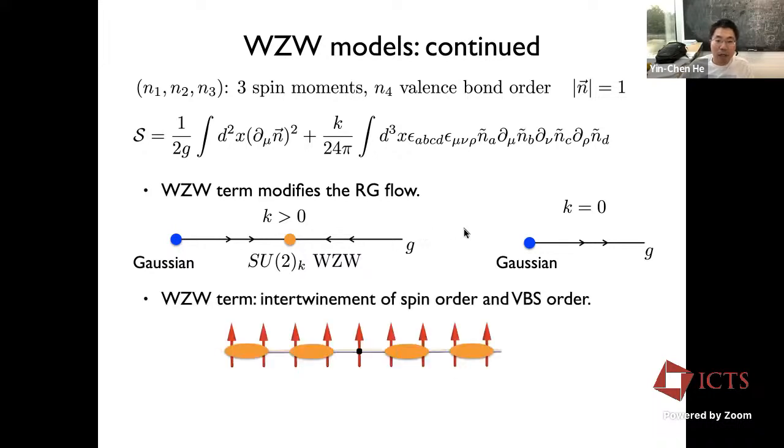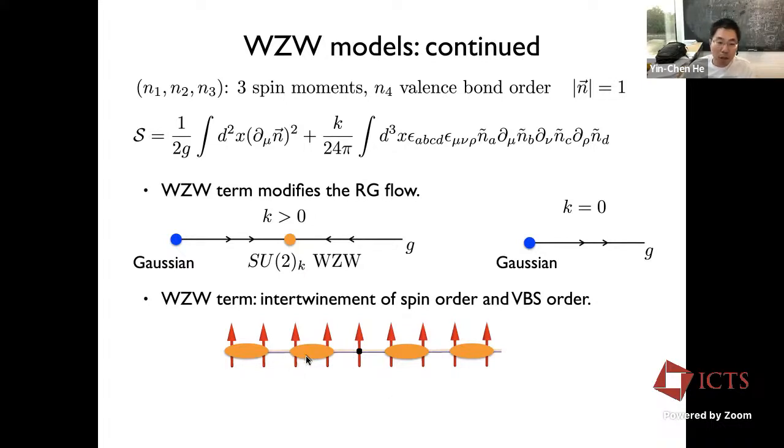Okay, and the physics of the Wess-Zumino-Witten term is actually very interesting. It tells us about the so-called intertwinement of the spin ordering and the valence bond solid ordering. Remember that this N field is a 4-component vector. Three of them are the spin moment, and the 4th component is the valence bond solid. And you can indeed derive that the physics of this Wess-Zumino-Witten term gives a picture like this.